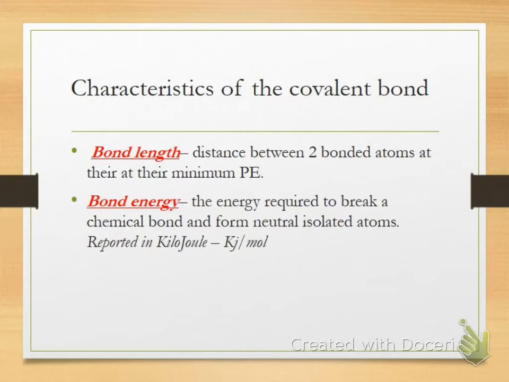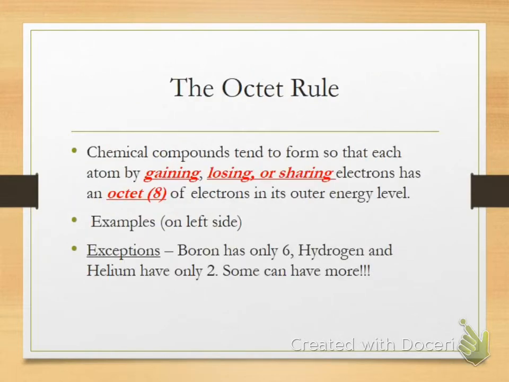The Octet Rule is basically, we've been saying this all along. What's everybody trying to get to? 8, because 8 is great. Okay. So the Octet Rule states that compounds tend to form so that atoms, either by gaining, losing, or sharing electrons, reach their octet, okay, in their outer energy level. And the outer energy level is where? Outermost what? But which configurations? S and P. We're looking at the outer S and P, okay?